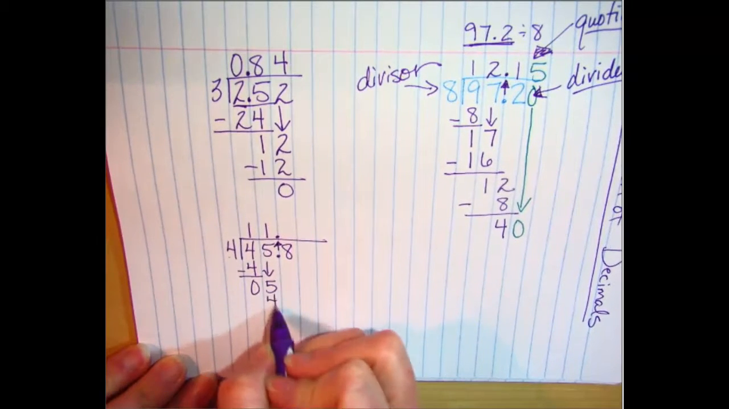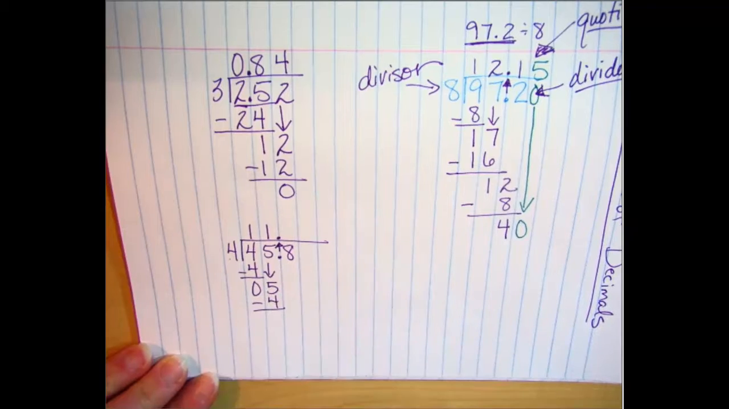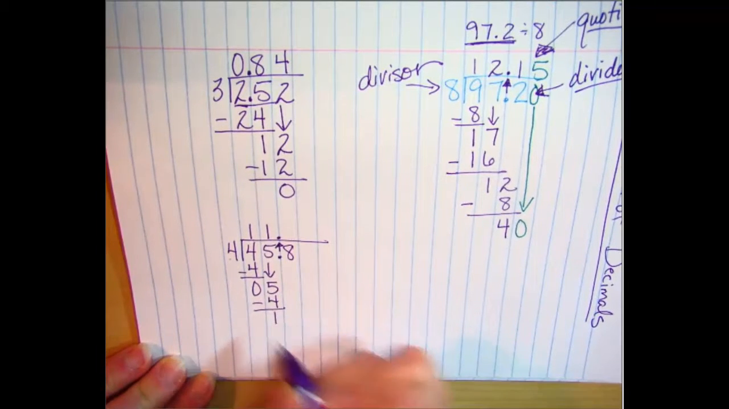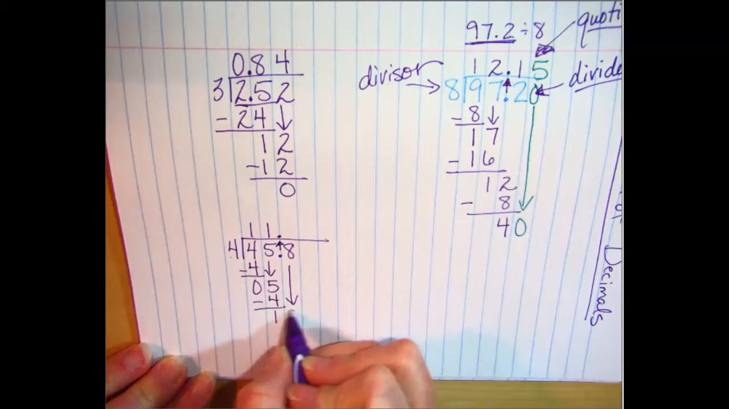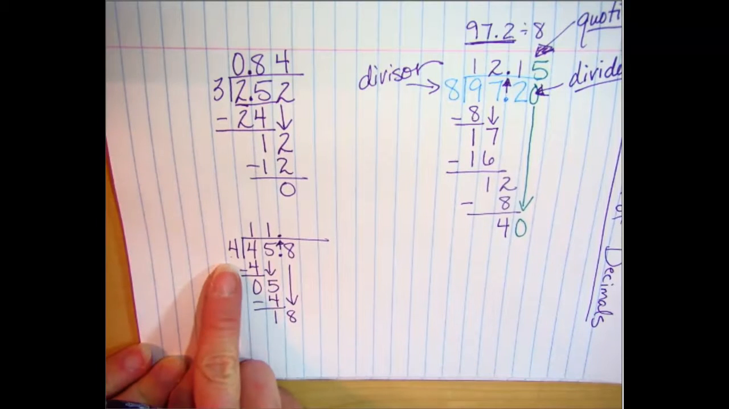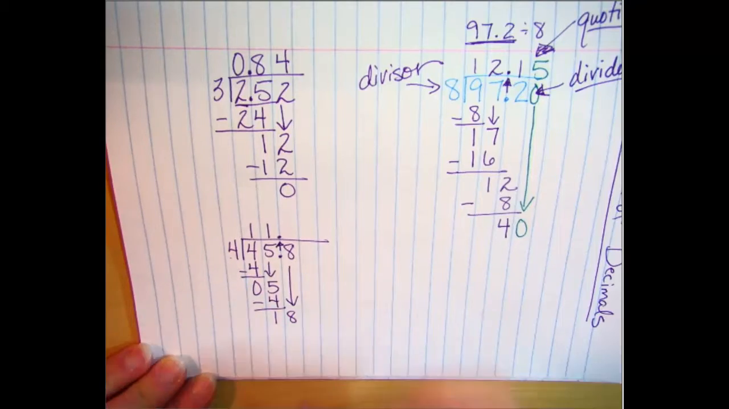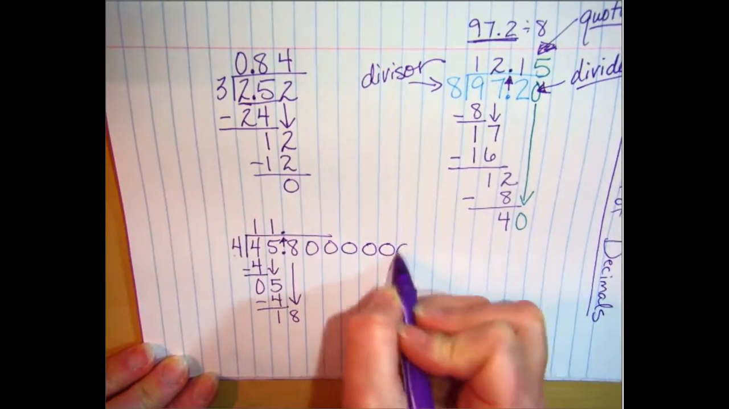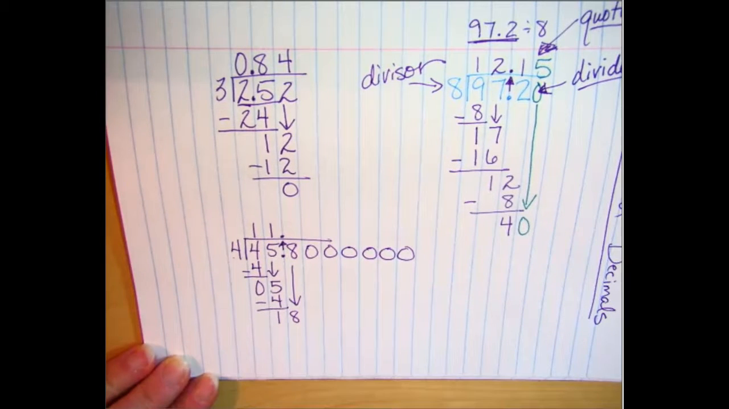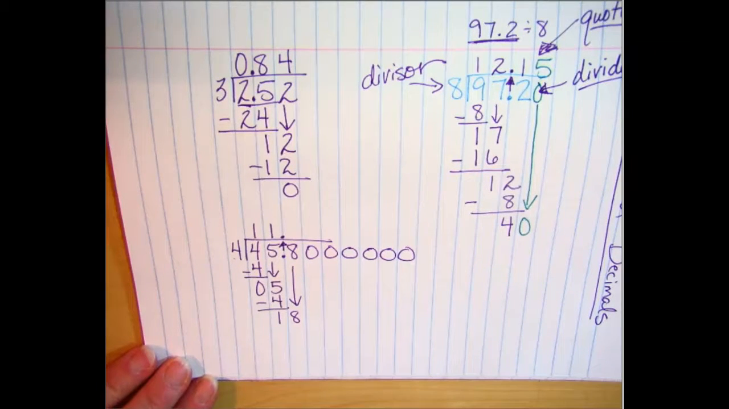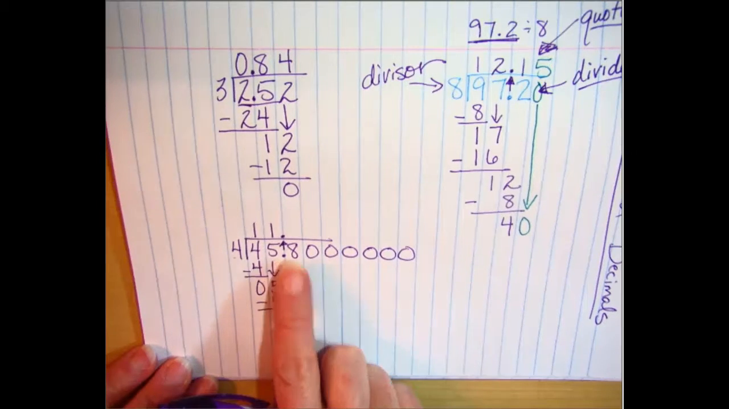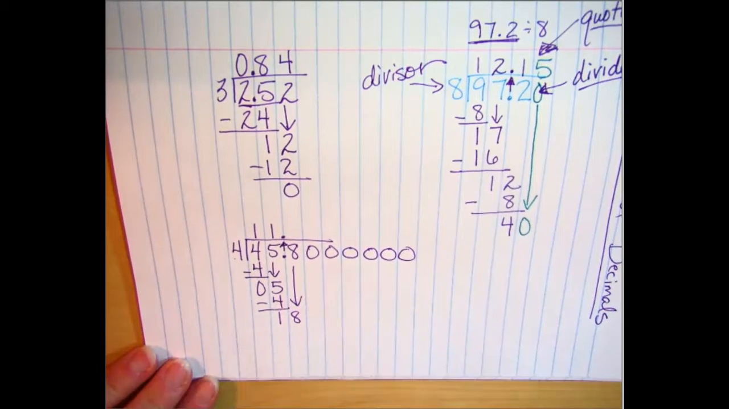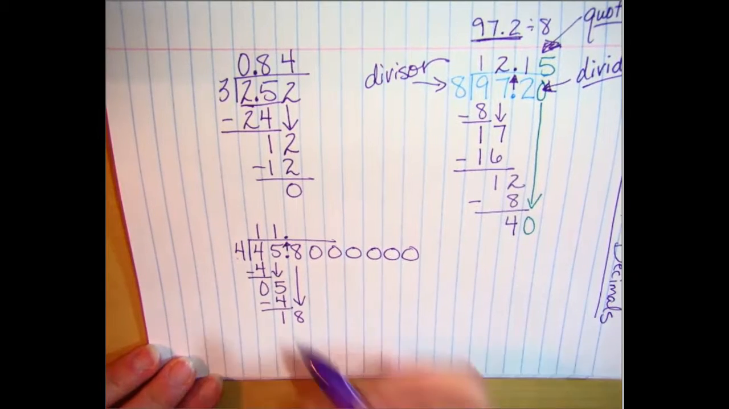1 times 4 is 4. 5 minus 4 is 1. I bring down the 8. Now 18 divided by 4. Are we going to have to add some zeros here? I can add zeros for as long as I want. Did I change the value of 45 and 8/10? No, I didn't. After the decimal, I can put all these zeros here, but it doesn't change the value of my dividend.